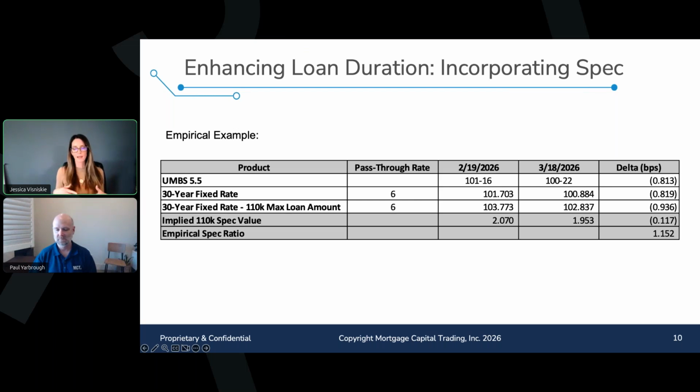So taking that back then and normalizing that and thinking about it in terms of a ratio, the 110K moved about 15% faster than its non-spec counterpart.